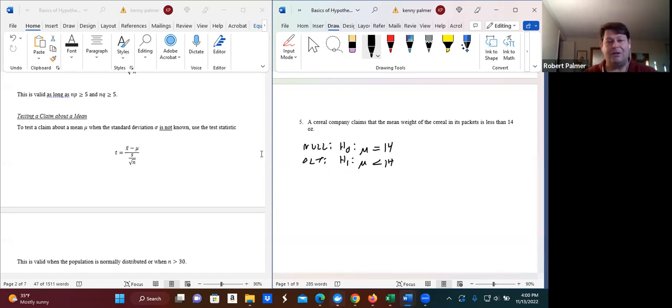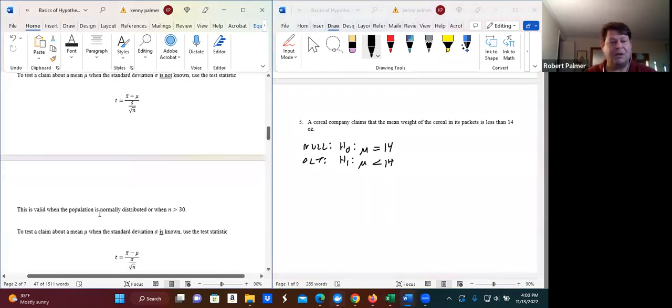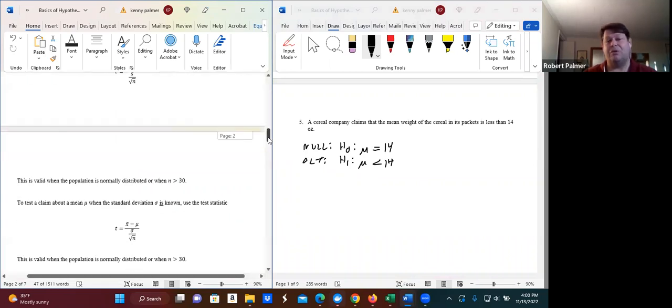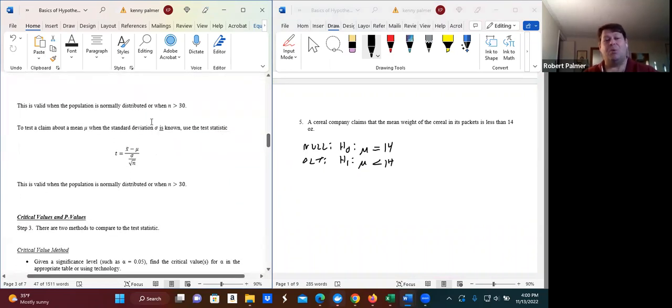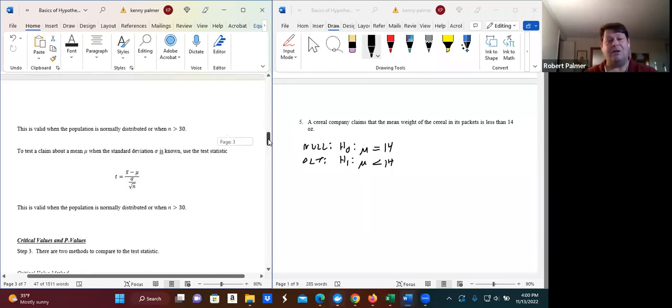Now, this is valid as long as the population is normally distributed or when n, our sample size, is greater than 30. In the rare case when testing a claim about a mean where the standard deviation is known, it's an identical test statistic, except we use the population standard deviation here. Once again, this is valid if the population is normally distributed, or when your sample size is greater than 30.